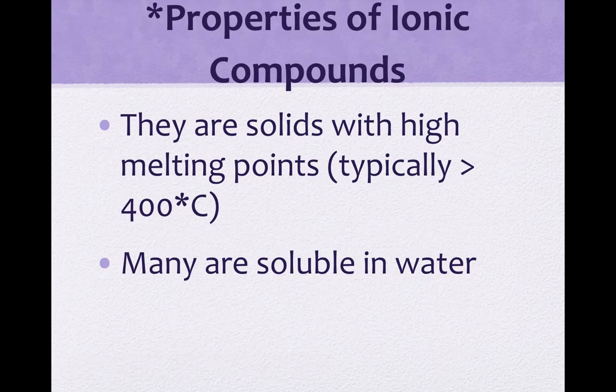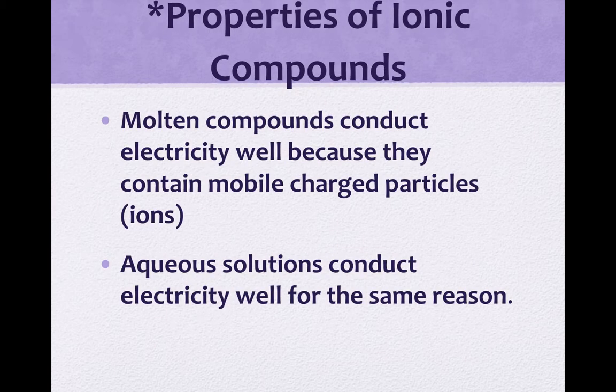Some properties of an ionic bond are they're typically solids with very high melting points, so it needs a lot of heat to melt. They are soluble in water, which means they can dissolve. The molten compounds are going to conduct electricity well because they contain mobile charged particles like ions. An aqueous solution is going to conduct electricity well for the same reason. An aqueous solution is just simply a mixture of it, but everything is dissolved.